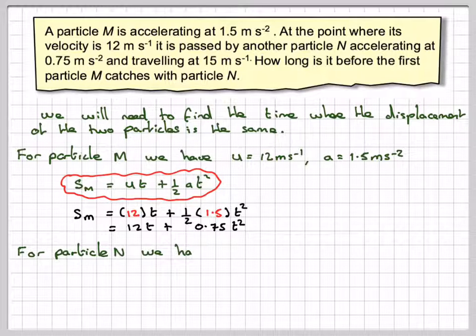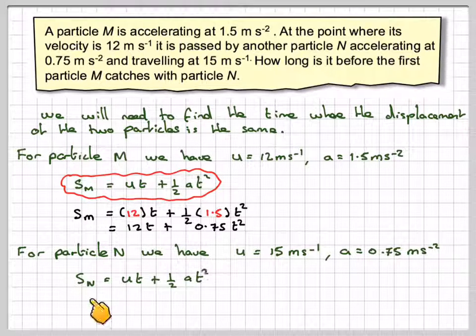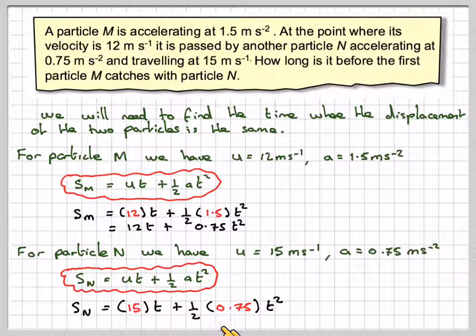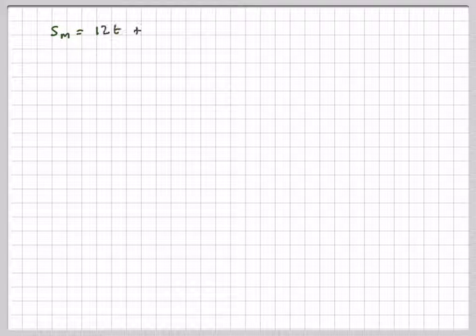For particle n, we will have that u is 15 meters per second, a is 0.75 meters per second squared, and therefore Sn, the displacement for n, will be ut plus a half at squared. Put the numbers in, we're going to get 15t plus a half times 0.75t squared, which comes down to 15t plus 0.375t squared.